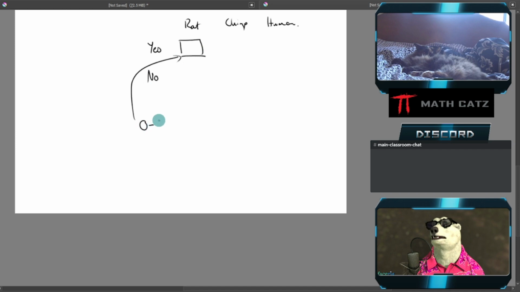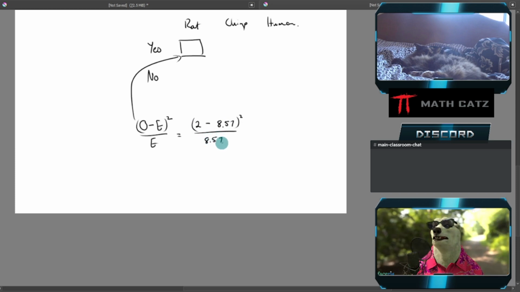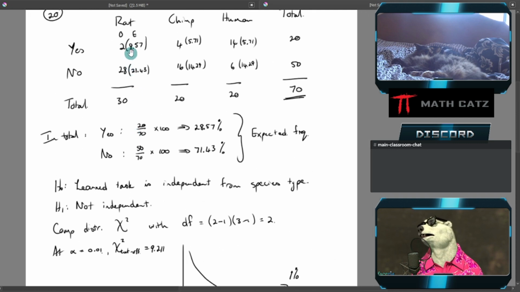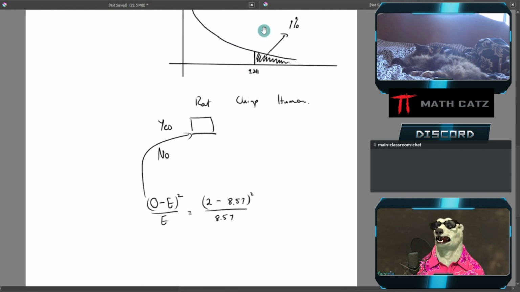So it's observed minus expected, squared, over expected. So the observed was 2 minus the expected, 8.57. I'm going to square that, and I'm going to divide that by the expected, 8.57, that came from the percentage calculation. So let's calculate that.